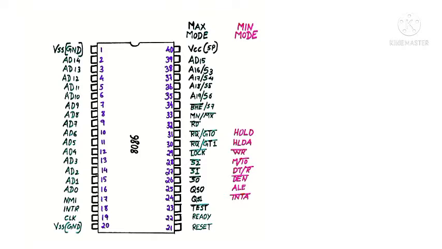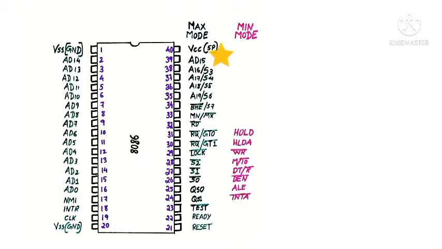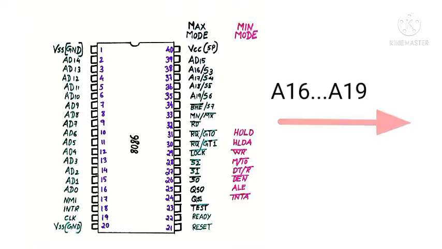Where AD0 to AD14 are connected from pin number 16 to pin number 2 and AD15 is connected to pin number 39. The remaining 4 bits of address bus, that is A16, A17, A18, A19, are multiplexed with the status signals S3, S4, S5 and S6, and are connected to pin numbers 38, 37, 36 and 35, that you can see in the figure. That means during the first clock cycle it will transmit the address and in the next clock cycle it will transmit the status signal.